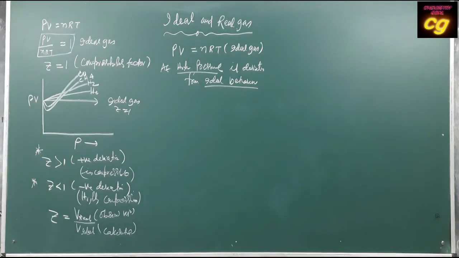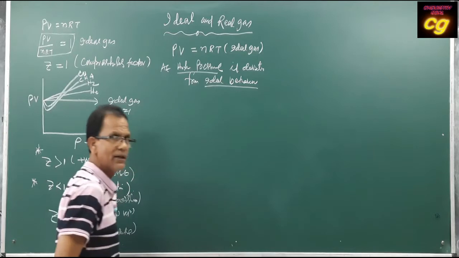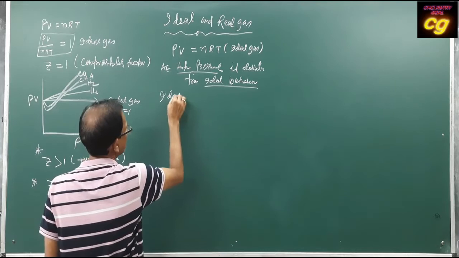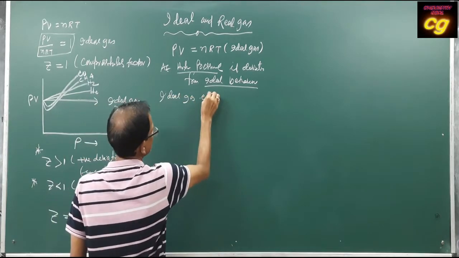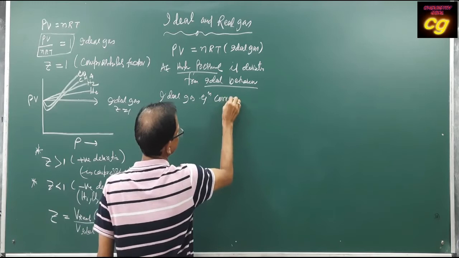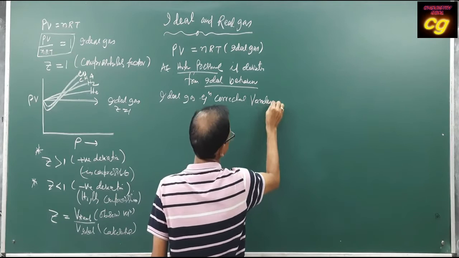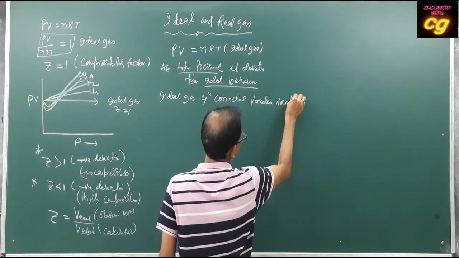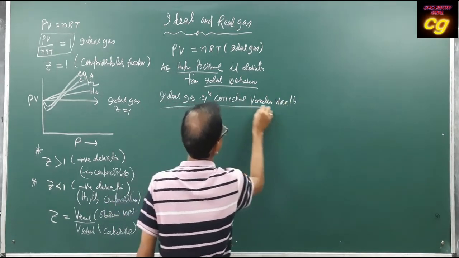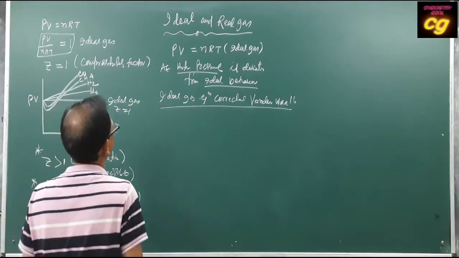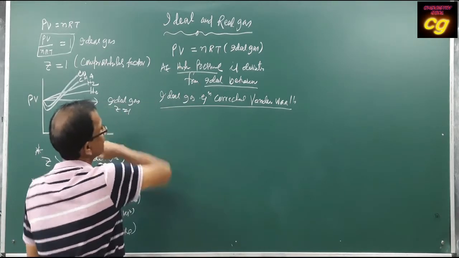Okay? So this equation, PV = nRT, the ideal gas equation, is corrected by Vander Waal. This corrected equation is called the Vander Waals gas equation or real gas equation. The corrected equation is like this.